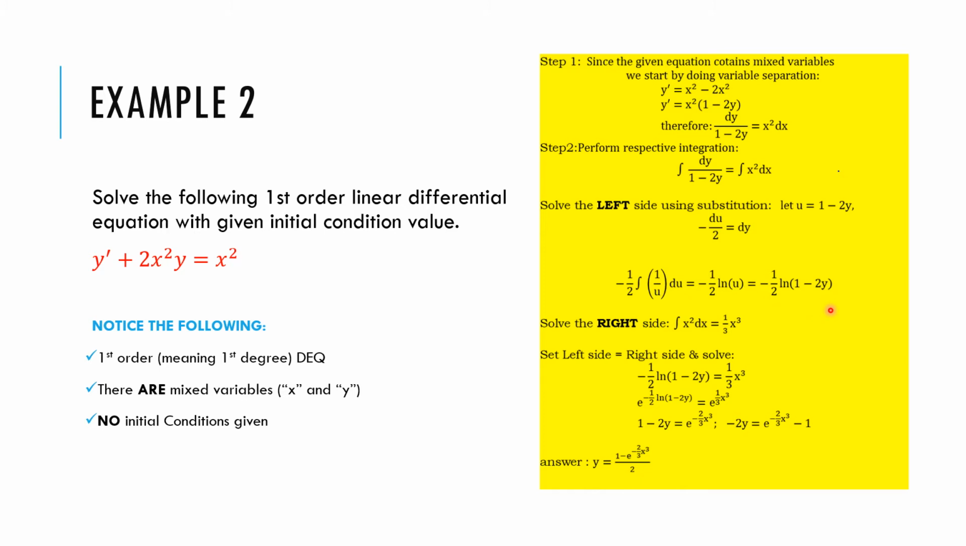Then moving on to the right hand side, which is a little bit easier, if you take the integral of x squared dx, you would get 1/3 times x cubed. That is the solution.